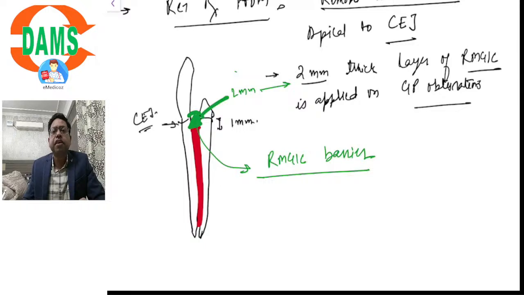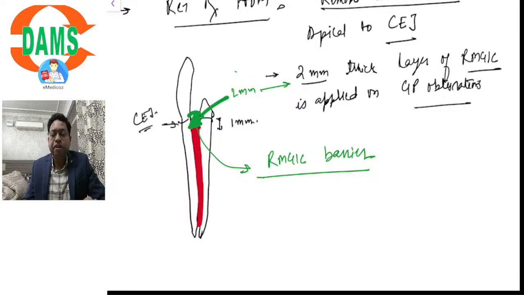This is a resin modified glass ionomer barrier. What is the need for the barrier? We are applying bleaching agent inside the pulp chamber of the teeth. So there is always a risk that this bleaching agent can seep inside the root canal. It can go into the thin cervical dentinal tubules, and it can induce resorption of the tooth. It can induce apical periodontitis in certain situations.